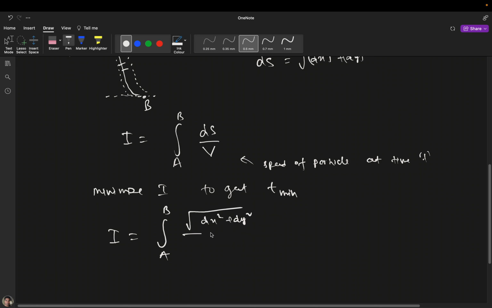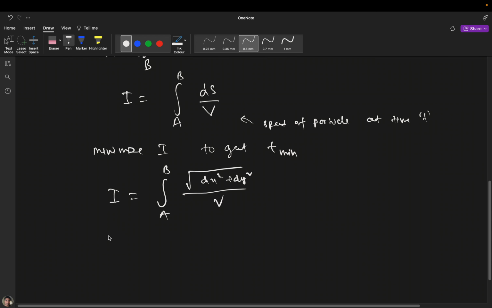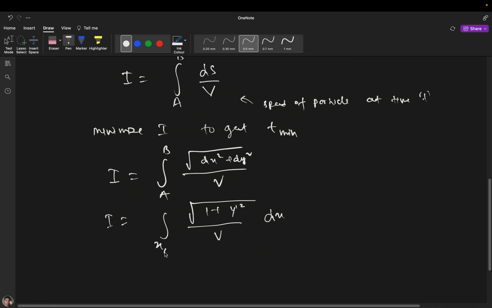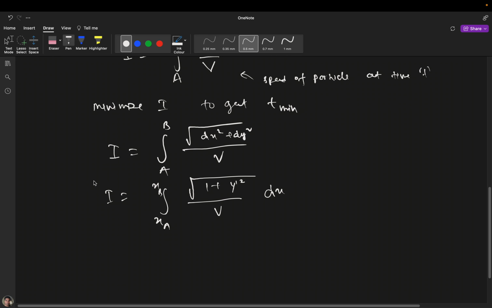Plus dy square divided by v, and if you take a common factor of dx, then it will become dy by dx raised to the power 2. So I can write y dash square divided by v, and now the variable becomes dx. So I can write xa and xb. So this is the functional in this particular problem.